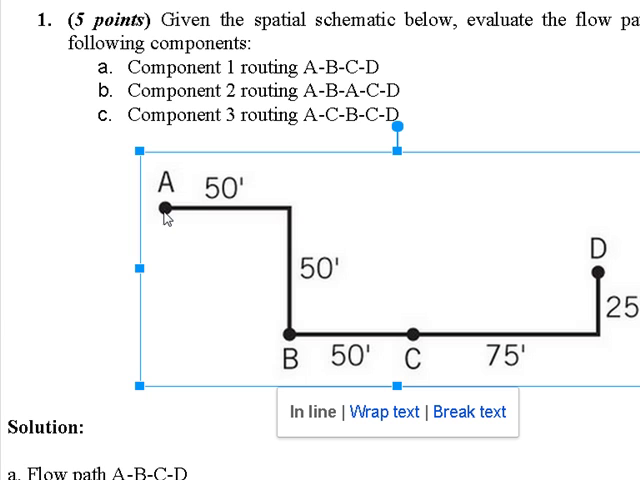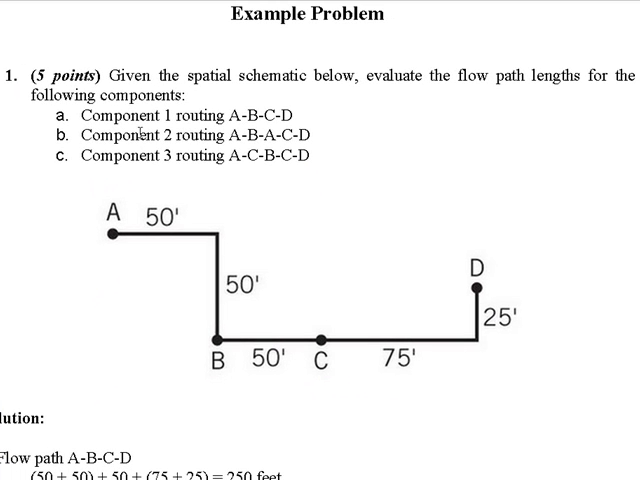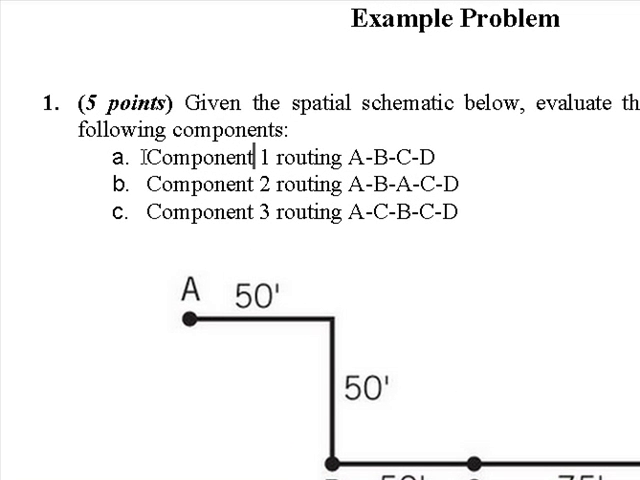So let's see that the distance between A and B is 50 feet and then another 50 feet, right? So a total of 100 feet is the travel distance between A and B. Similarly, between B and C is 50 feet. C and D is 75 plus 25 is 100 feet. So that's the layout.